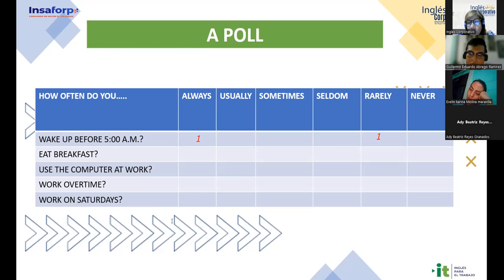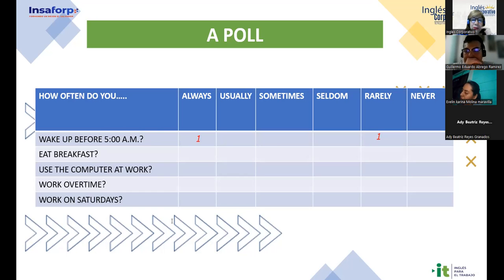Quítele el verbo to be, solo quítele el verbo to be y vuélvalo a repetir. Okay. Wake up 4 a.m. Vaya, ahora omitió sujeto. En una oración no puede omitir sujeto. Siempre tiene que decir sujeto en una oración normal, ¿va? I wake up 4 a.m. Sorry. Always, usually, sometimes, seldom, rarely, or never. Okay. I am wake up 4 a.m. Always.